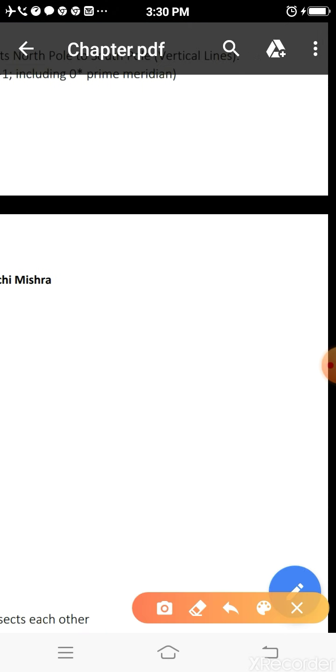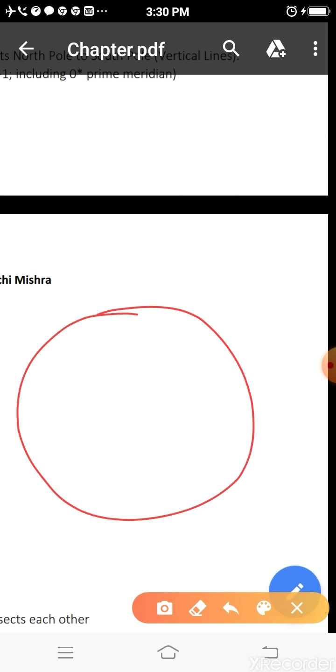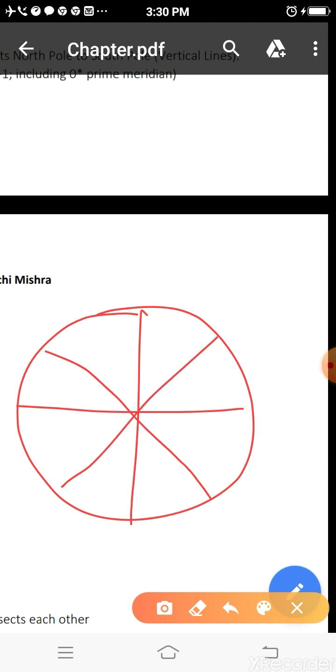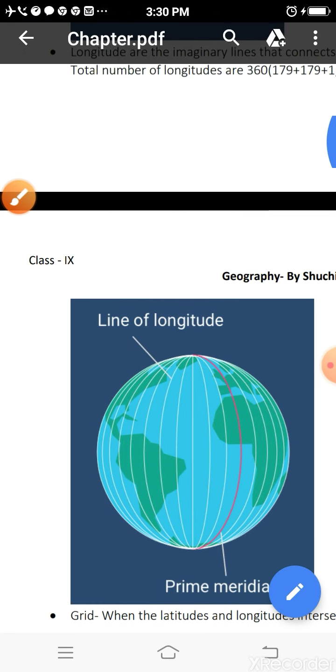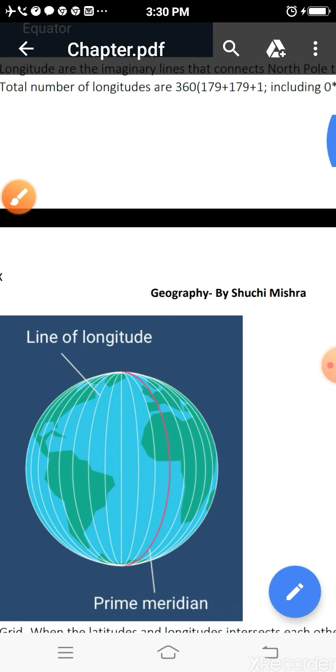If I ask you to divide this circle into angles, how many angles will you have? This way, how many angles will be here? You will have 360 total angles. So if you take the polar view of the longitudes, then you will have 360. So the total number of longitudes is also 360.